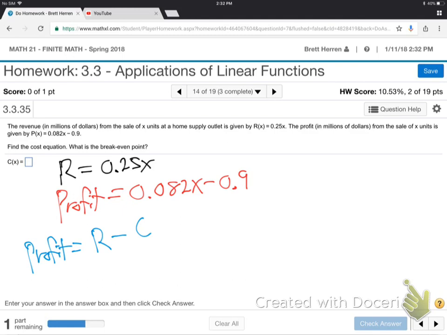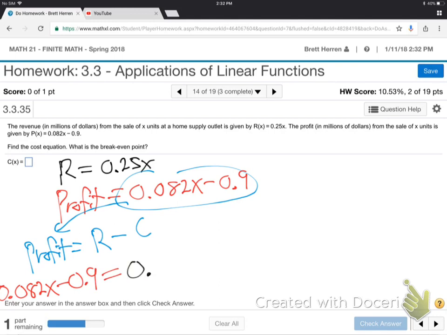So if that's the case, can I solve that little equation for C? Or yeah, let's just plug in. How about that? Just take this and plug it in for profit right there. So 0.082x minus 0.9 equals revenue, which is 0.25x minus cost. That good? See what I did there?